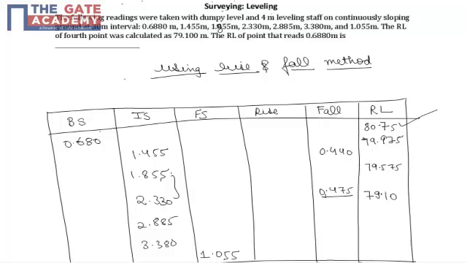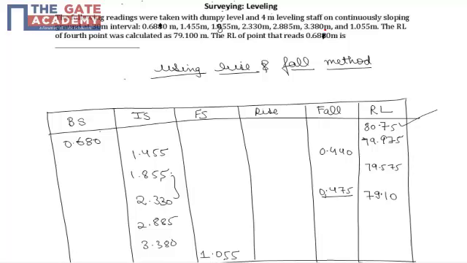Hey students, this is a 2-mark question from the topic of leveling from the subject of surveying, in which some readings are given that are taken using a dumpy level at 4-meter interval, and it is asked what is the RL of the first point that reads as 0.680 meter. I've already corrected this in your main question paper, so it is 0.680 meter, where the RL of the fourth point is given as 79.100 meter.